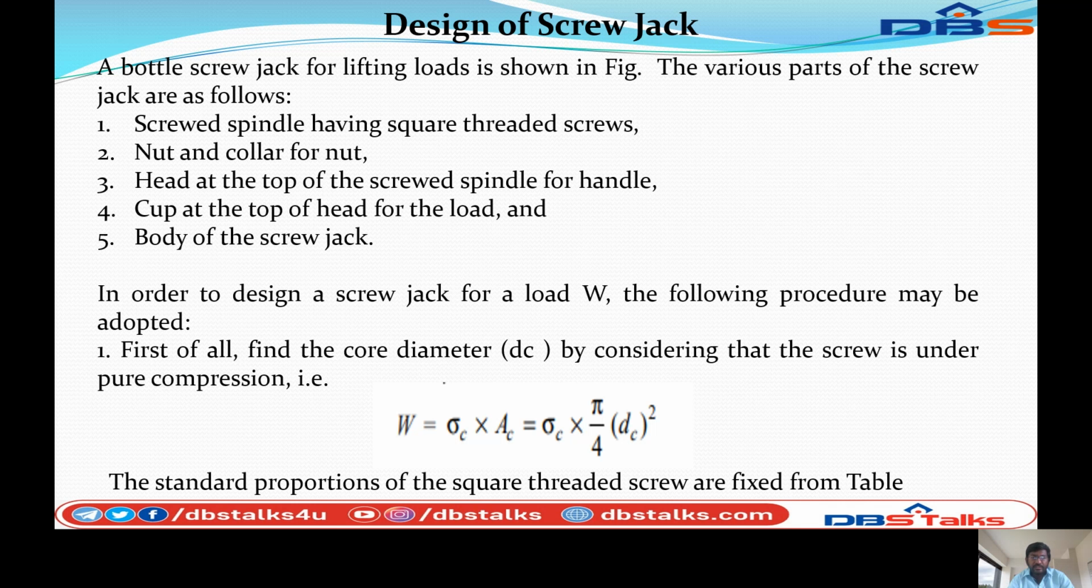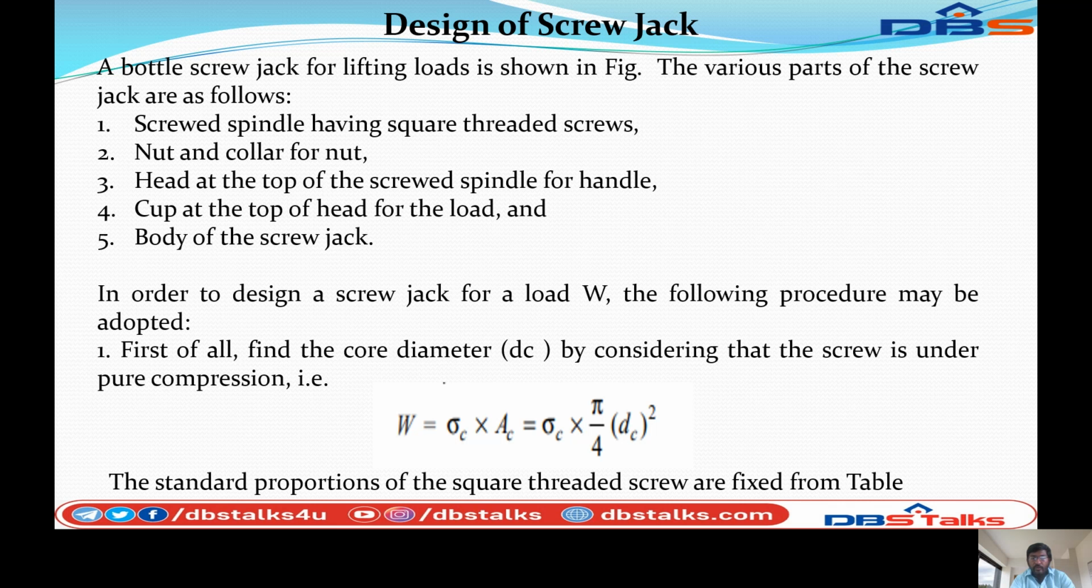In order to design the screw jack for load W, the following procedure may be adopted. So what is the procedure for designing the screw jack? First of all, find the core diameter. So Dc is the core diameter. First you find the core diameter by considering the screw under pure compression.